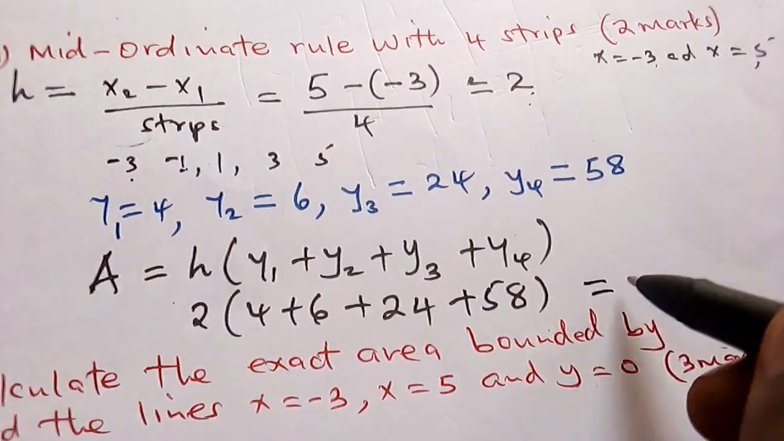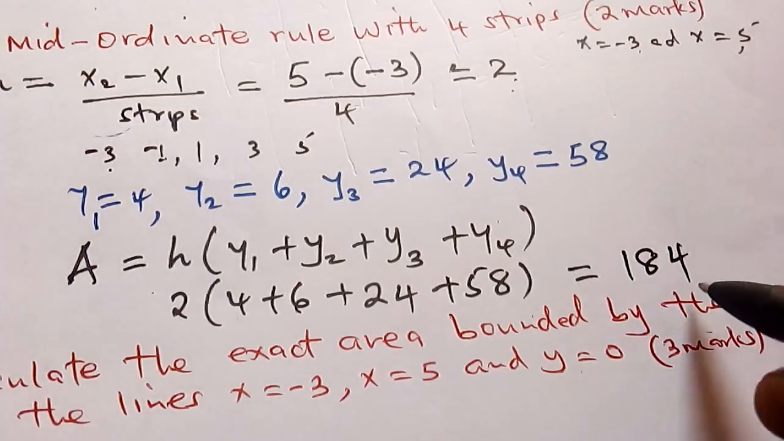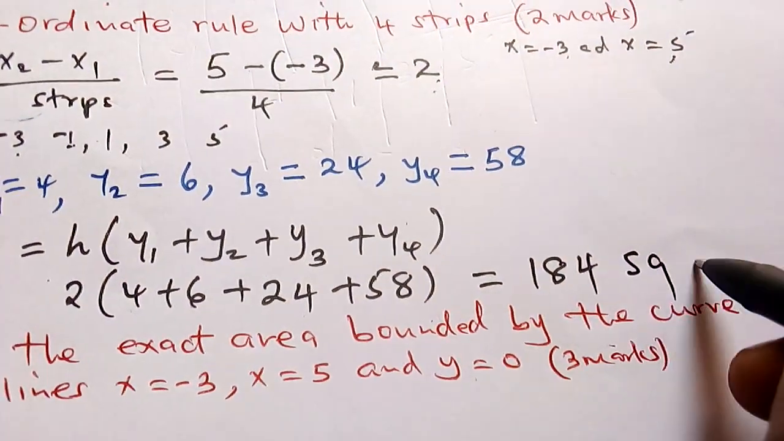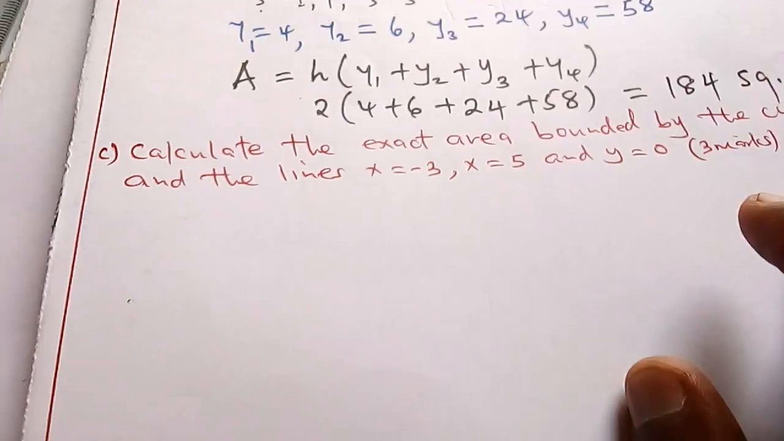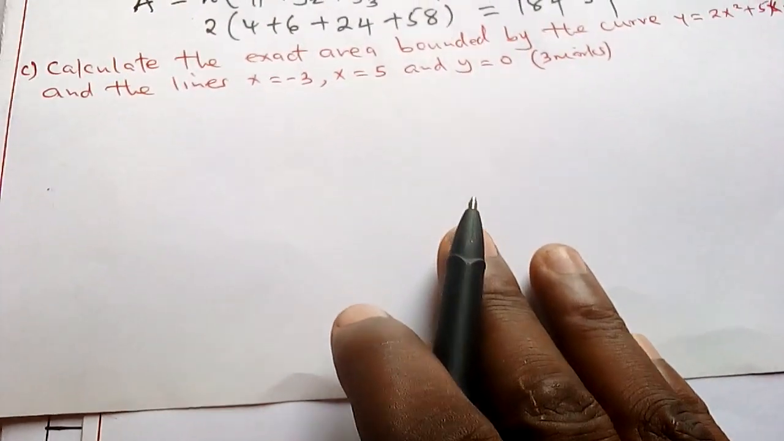So we are going to have 184 square units.